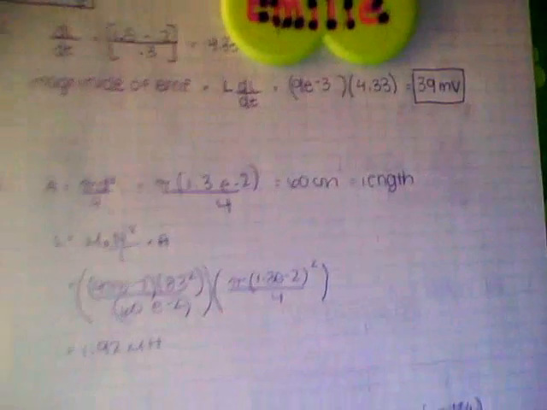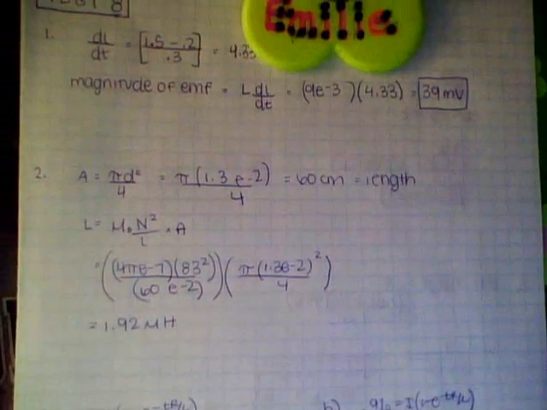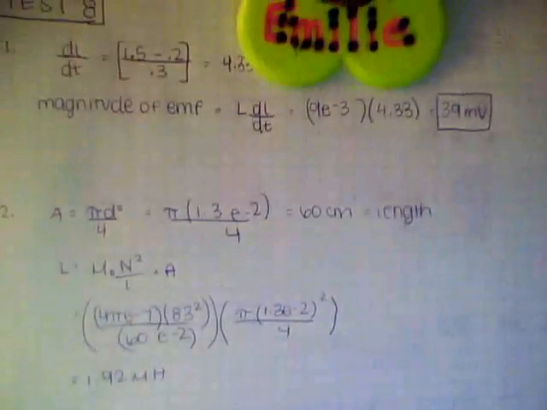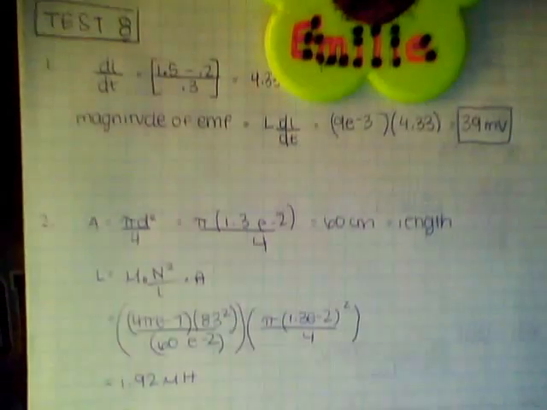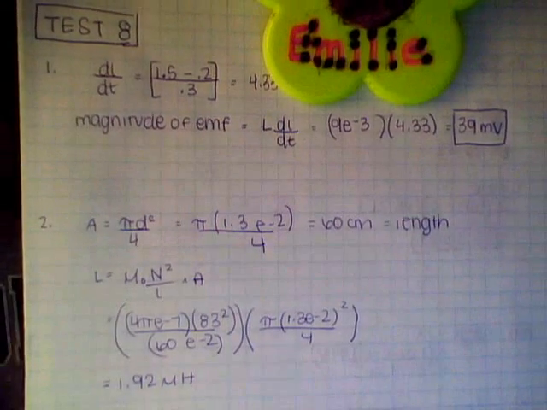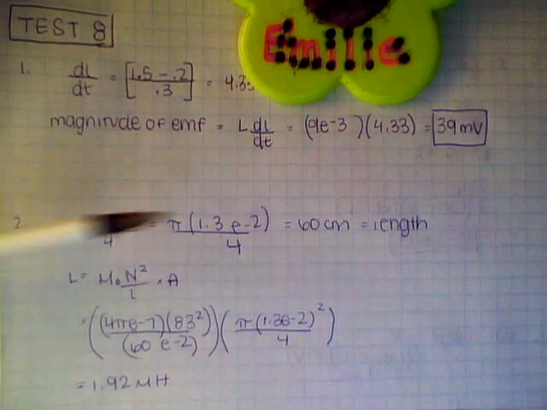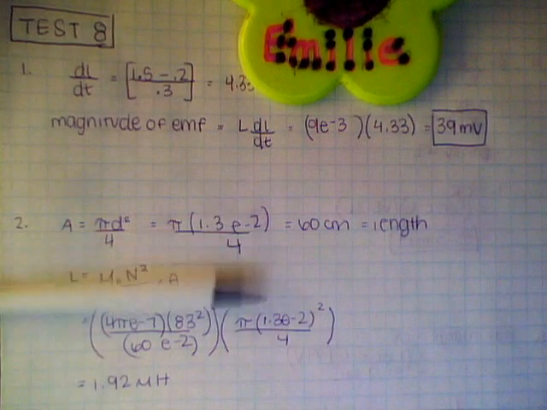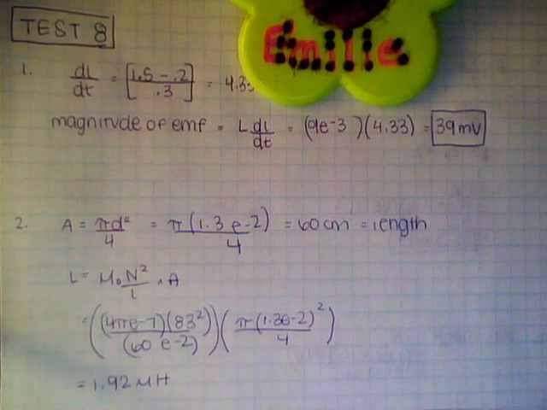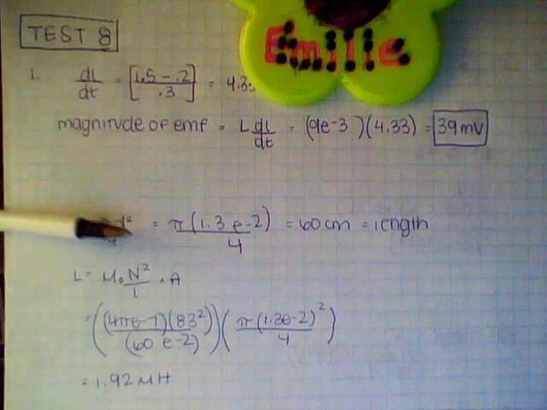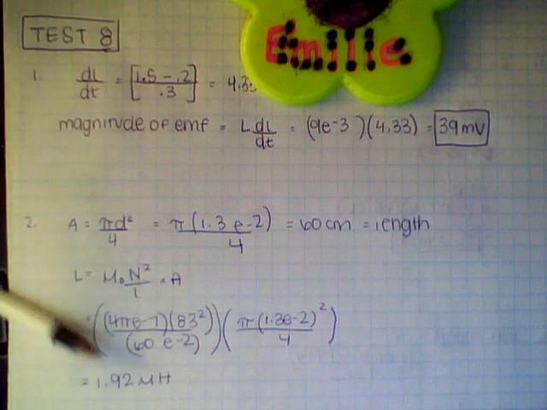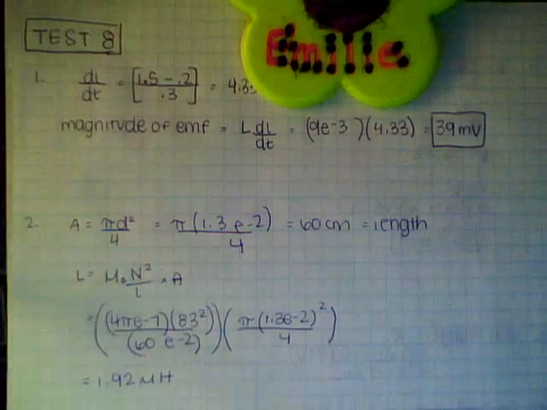Okay, number 2. The area of the cross-section is pi d squared over 4. So pi, the d is that, over 4, equals 60 centimeters, which is the length. You plug that back into this equation, and then it's 1.92.